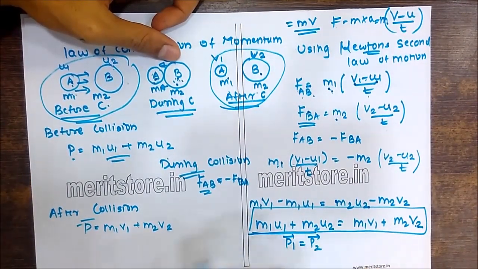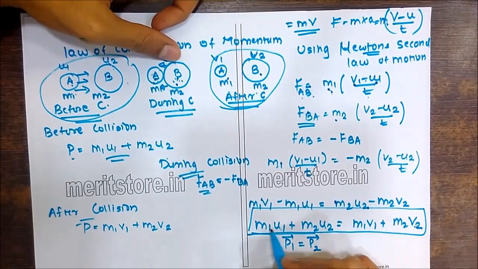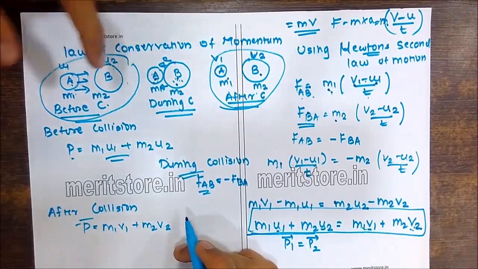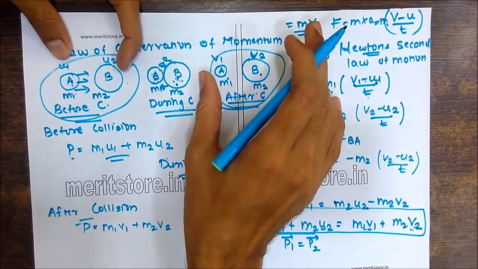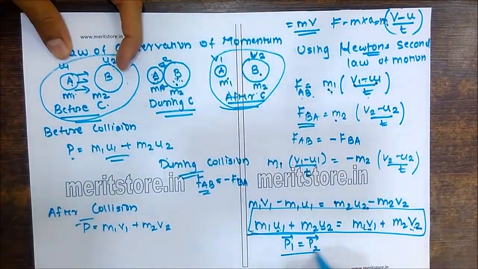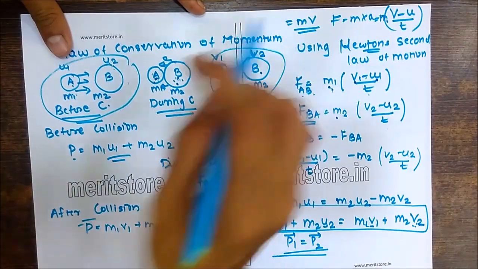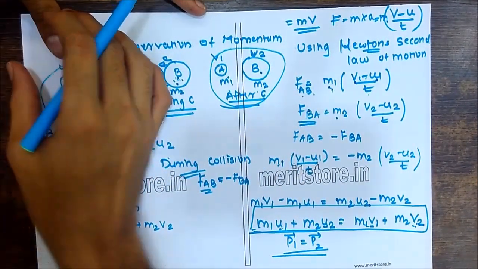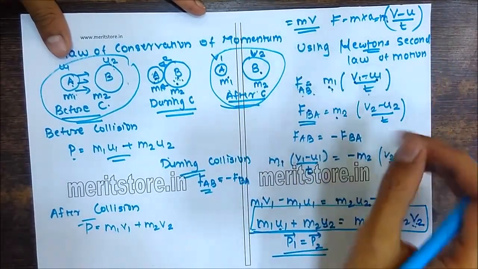This is your initial momentum, initial velocities and initial masses, and final velocities and final masses of both of them. That is, the momentum before collision and the momentum after collision are both the same. So that is P1 equals P2. So that is the law of conservation of momentum. That is, whenever there is a collision, the momentum before collision and the momentum after collision are the same. Okay.